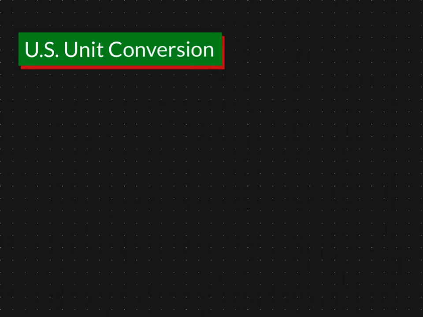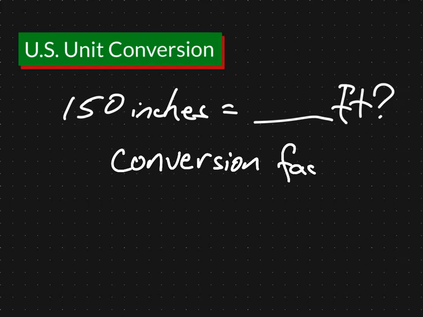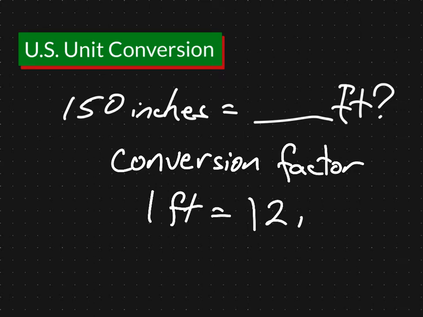Let's start with a simple unit conversion problem. Say I want to know how many feet are in 150 inches. To solve this question, I need one more piece of information, the conversion factor. And for feet and inches, the conversion factor is that 1 foot is equal to 12 inches.